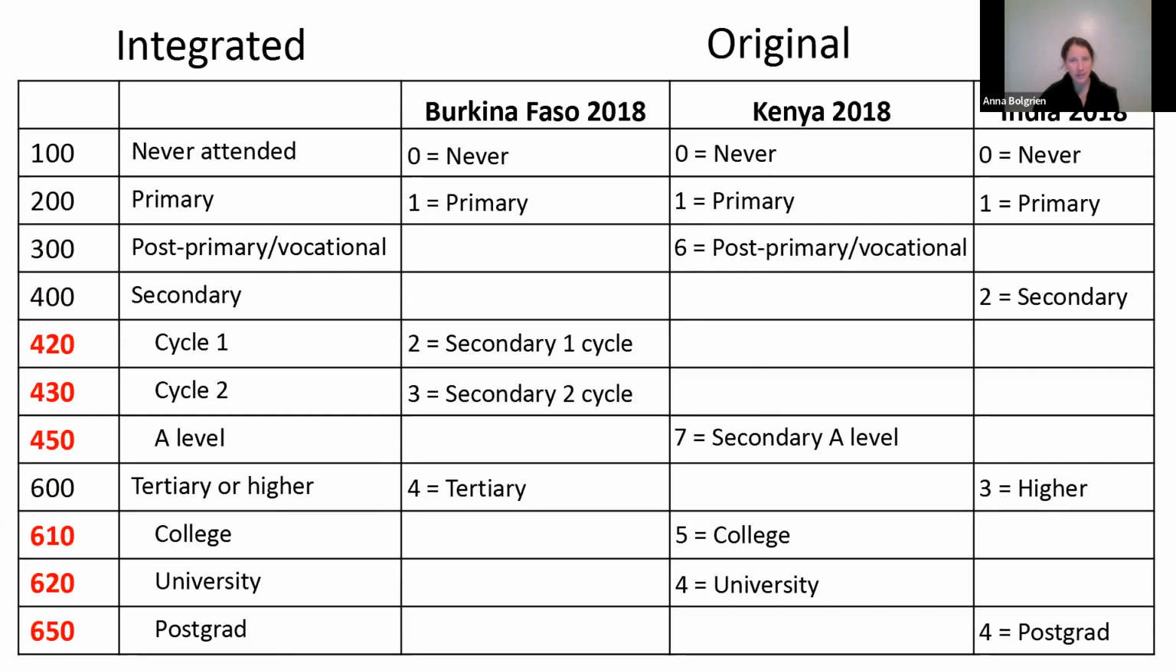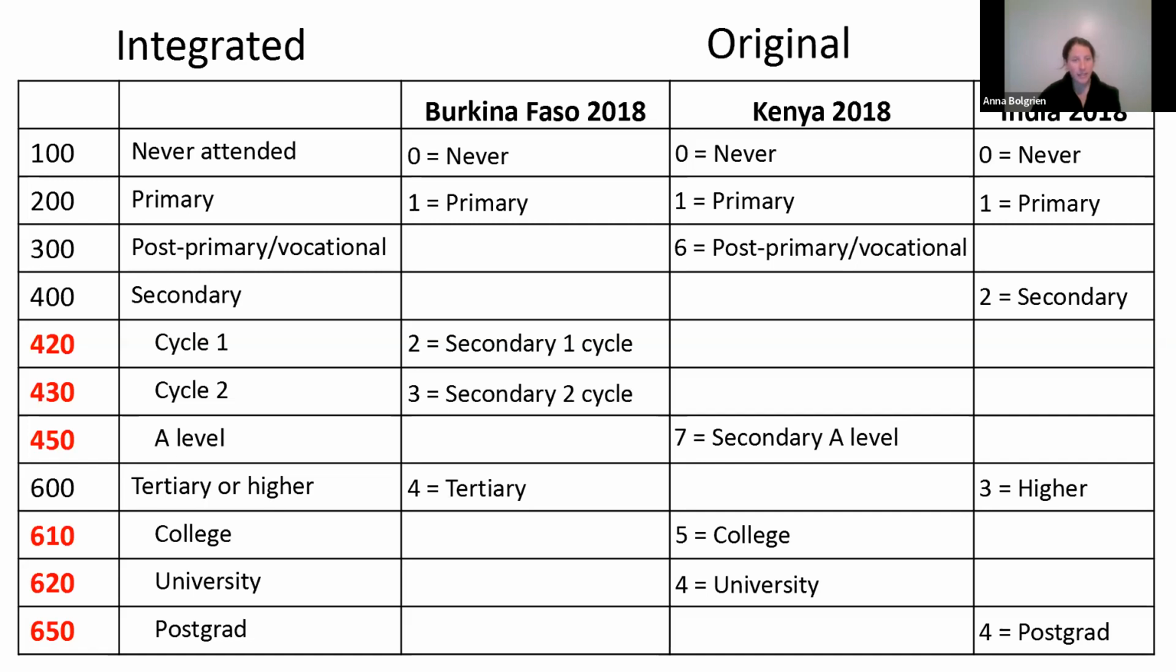So in this example, cycle 1 and cycle 2 in Burkina Faso are kept separate from the A levels in Kenya, because these are not the same. But their codes indicate that they should be somewhat related, and they fall under the general category of secondary schooling. So in this situation, we would use the second digit, the tens place, to indicate differences within the secondary category.